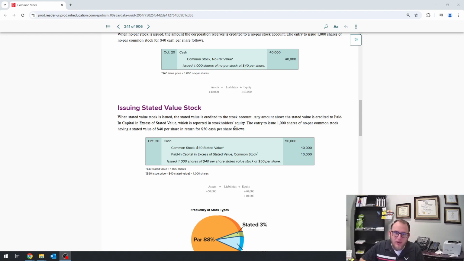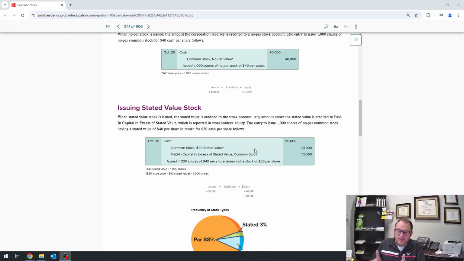Now, when we issue stated value stock, it's going to be very similar to that paid in excess. So we have 1,000 shares of no par common stock that has a stated value of $40 per share, and they sold it for $50 per share. So they collected $50,000 in cash. They sold 1,000 shares, so cash for $50,000 came in. So we debit our cash for $50,000. Then we have common stock with a $40 stated value.